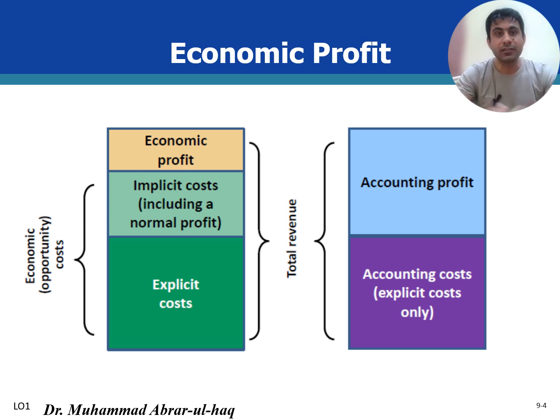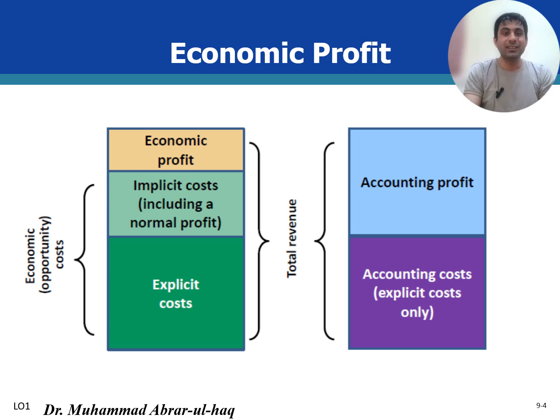Explicit costs are direct, as we know, the out-of-pocket expenses such as wages, rent, and raw materials, and implicit cost, on the other hand, represents the opportunity cost. So, for instance, if an entrepreneur invests their own capital into the business, the implicit cost is the foregone interest or return they could have earned by investing elsewhere.